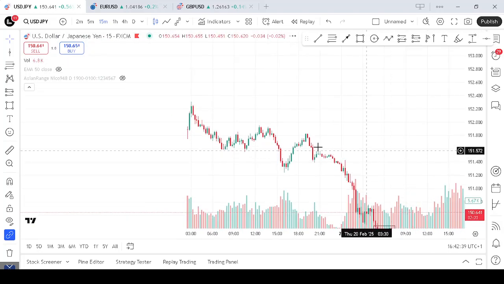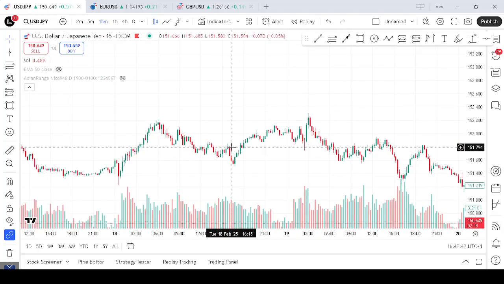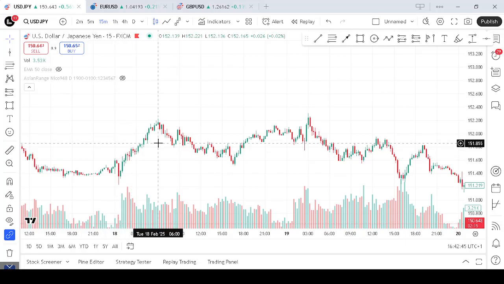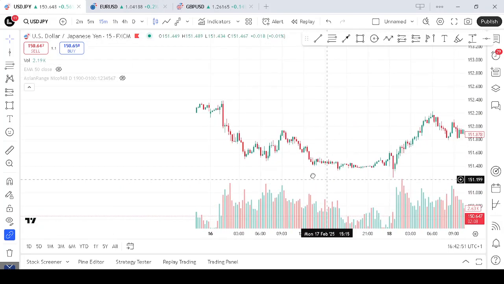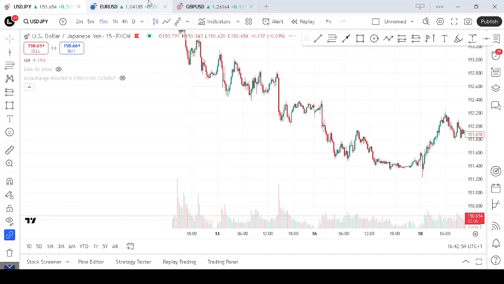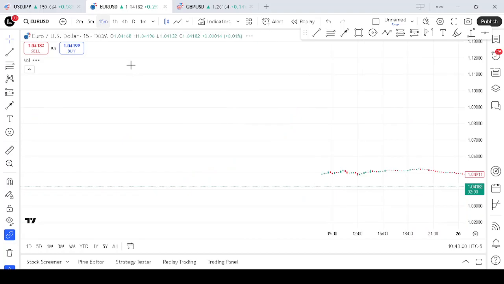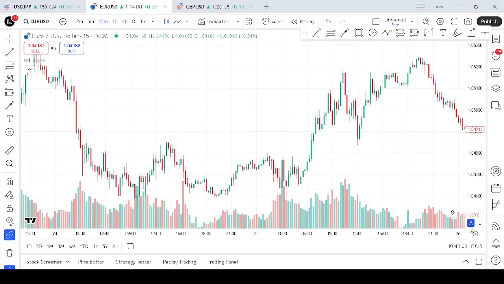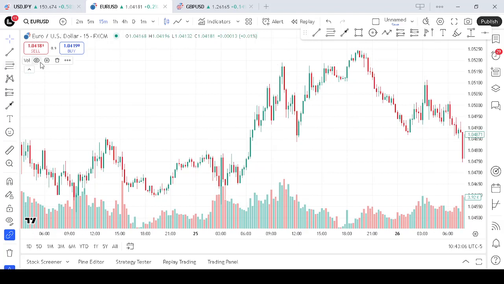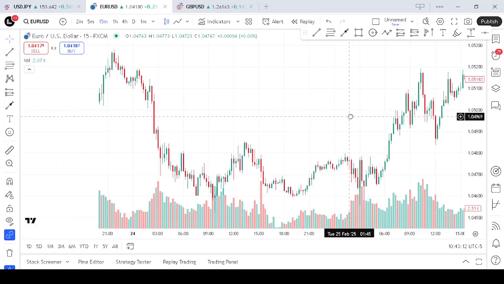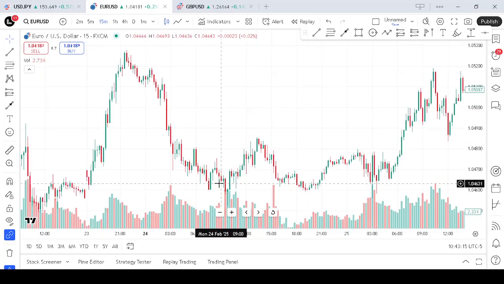Let's look for a bullish example. Bear with me as I look for, or let's go to another chart. Let's look at EUR/USD and we look for a bullish example. This is a bullish example.